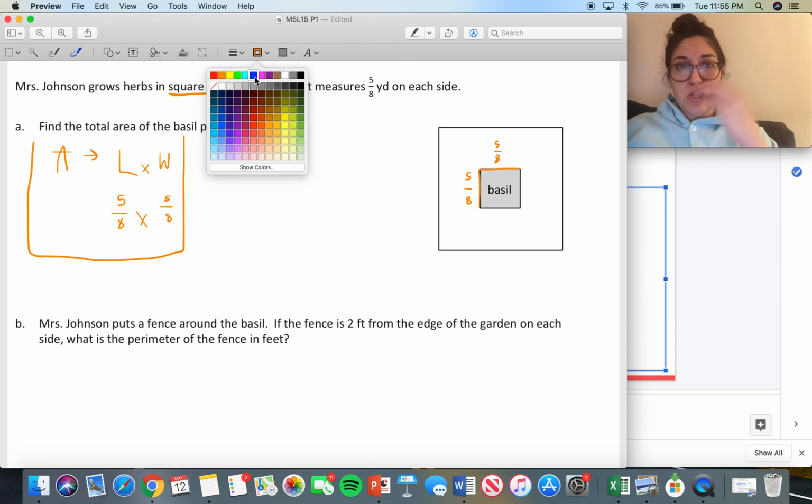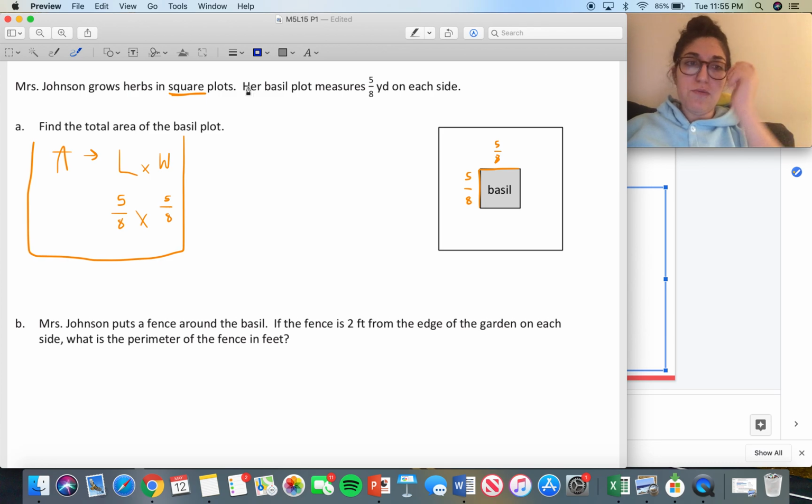This is like the real stuff that we're doing today, you know? So here it says, Mrs. Johnson puts a fence around the basil. If the fence is 2 feet from the edge of the garden on each side, the garden meaning this bit here, right? What is the perimeter of the fence in feet? So I need to go back and read this again. There's a lot of information in a little bit of space. Mrs. Johnson puts a fence around the basil. The fence is 2 feet from the edge of the garden on each side.